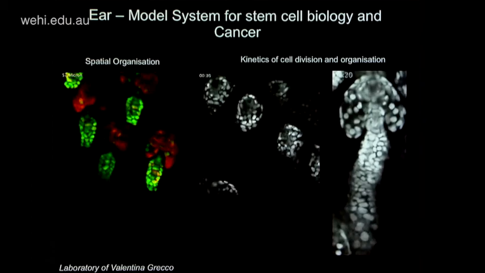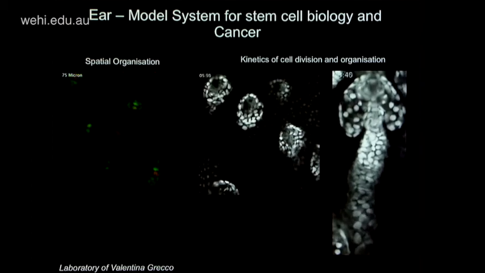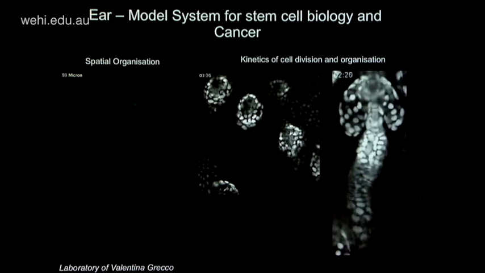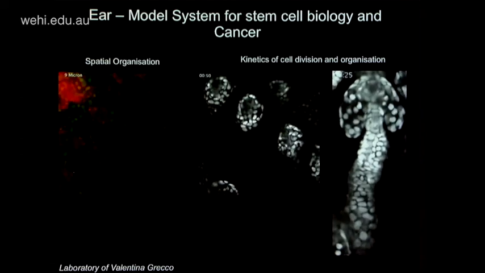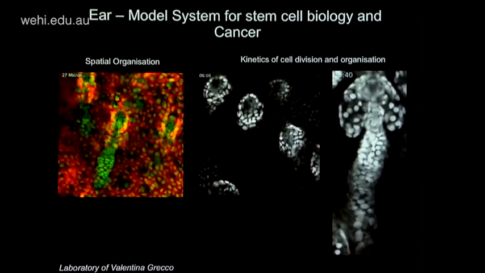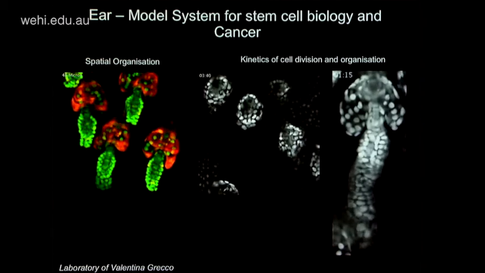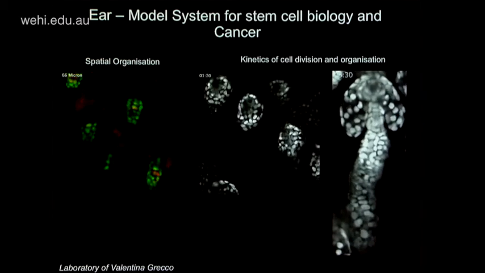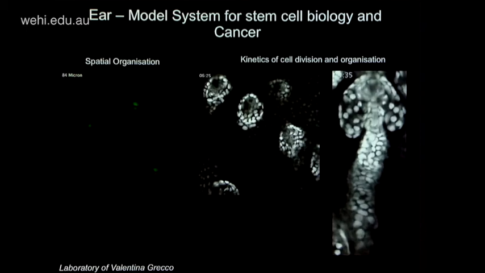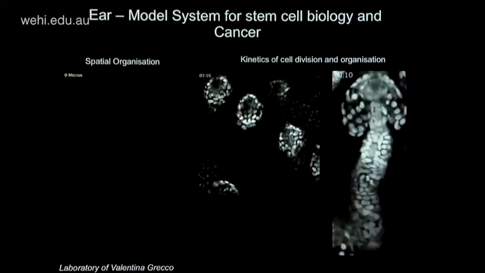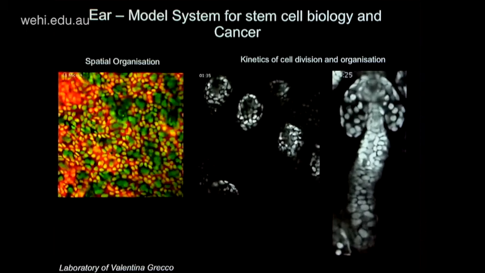So a lot of beautiful work has been done by Valentina Greco, who's at Yale, and what Valentina does is she uses the ear as a model. The ear, now I have a New Zealand accent and my wife can never understand what I say when I say ear, but I mean this part of your body, not the stuff around you. So the ear is a wonderful model for looking at actually how stem cells work in the hair follicle. And that's what we're looking at here.